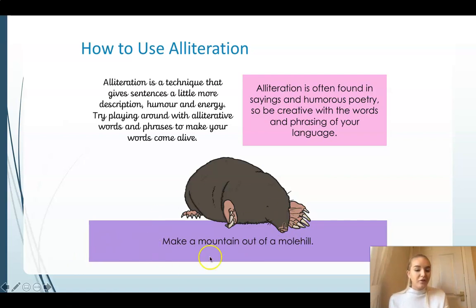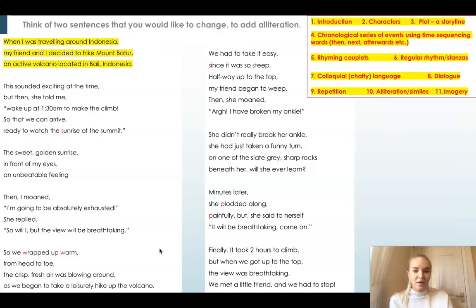So here's a final one that we can have a look at and think, what is the sound or the letter that they are repeating to create this alliteration? Make a mountain out of a molehill. I think it's the letter O. No, it's not, is it? I can see lots of you saying, no, it's not. It's the letter M. Make a mountain out of a molehill. Fantastic. So as I showed you before, in the words that are highlighted with the letters red, I have already accidentally included some alliteration. Here's another one here. She plodded along painfully. So painfully, since it was so steep, okay?